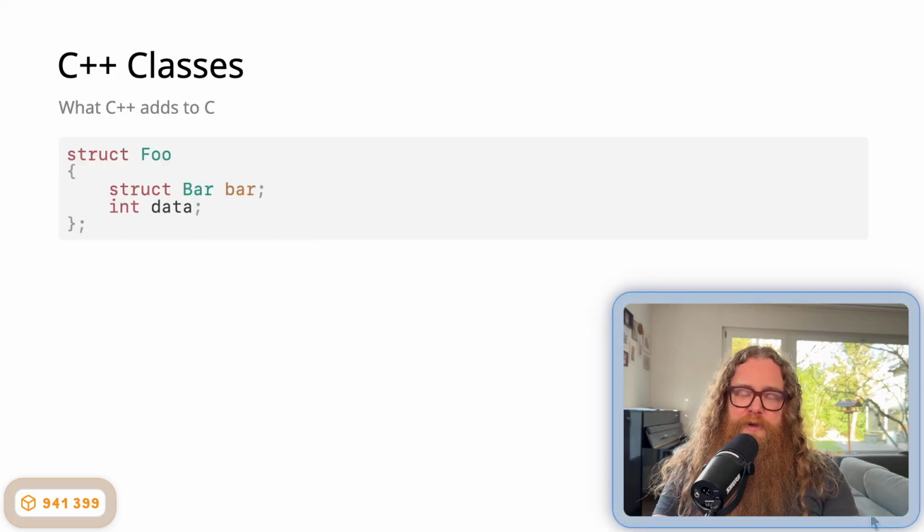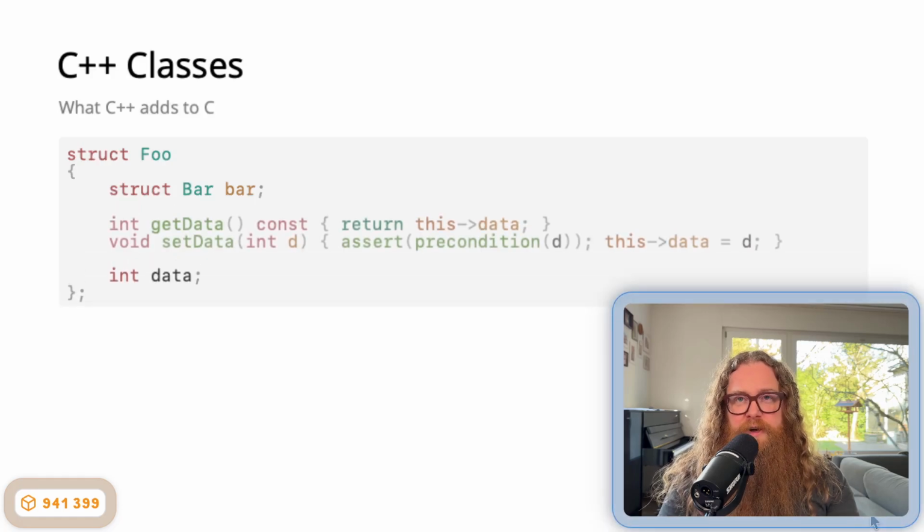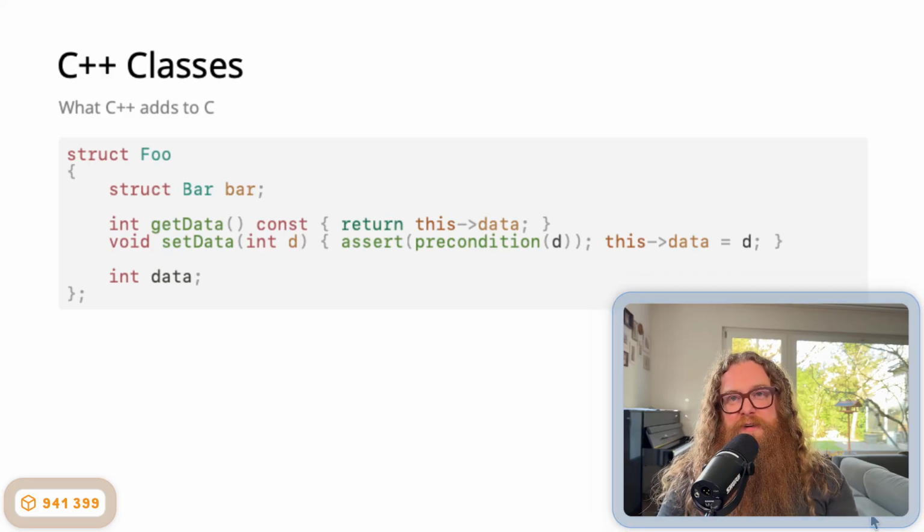So let's look at some example code. This is a struct in C. It has two members, and they are both data members, of course, because C only has data members. But in C++, what we can do now is add member functions. So let me show here. I add two member functions, getData and setData. The getData function just returns the data, and the setData function sets the data after checking a precondition. And you see the syntax here: this is the pointer to access the data.